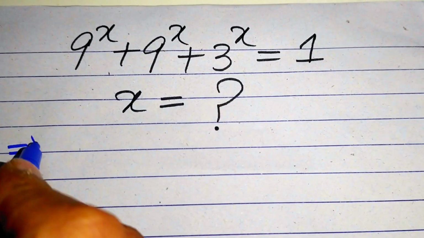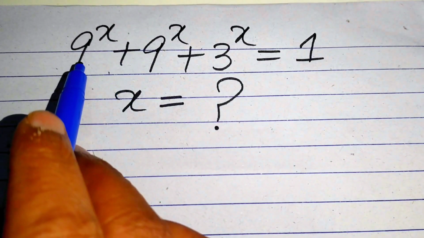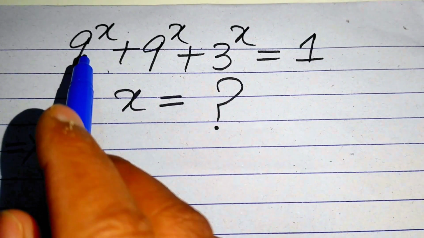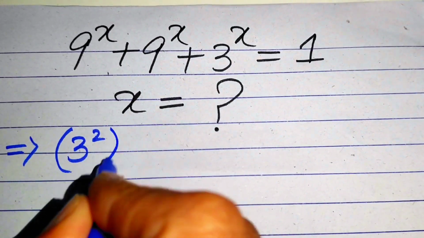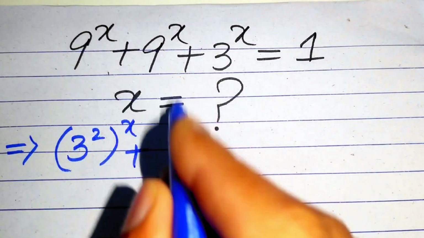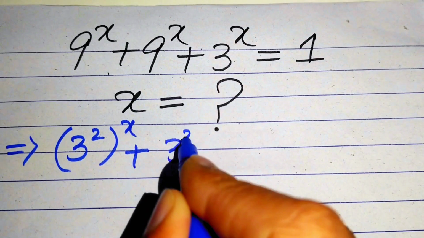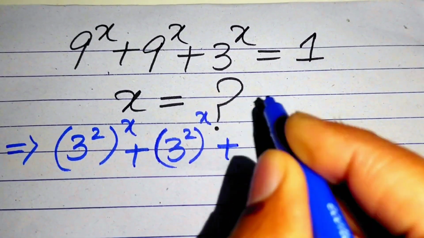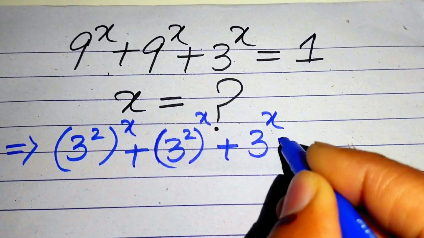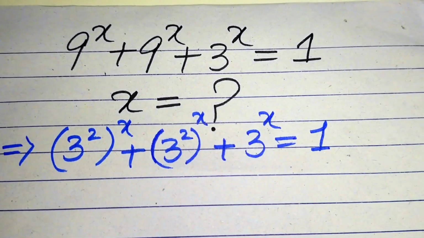So here first we rewrite this equation as we have 9 to the power of x, and we write this 9 as 3 square and its whole power x, plus here you have again 9 and we write it as 3 square and its whole power x, and plus we have 3 to the power of x equals to 1.